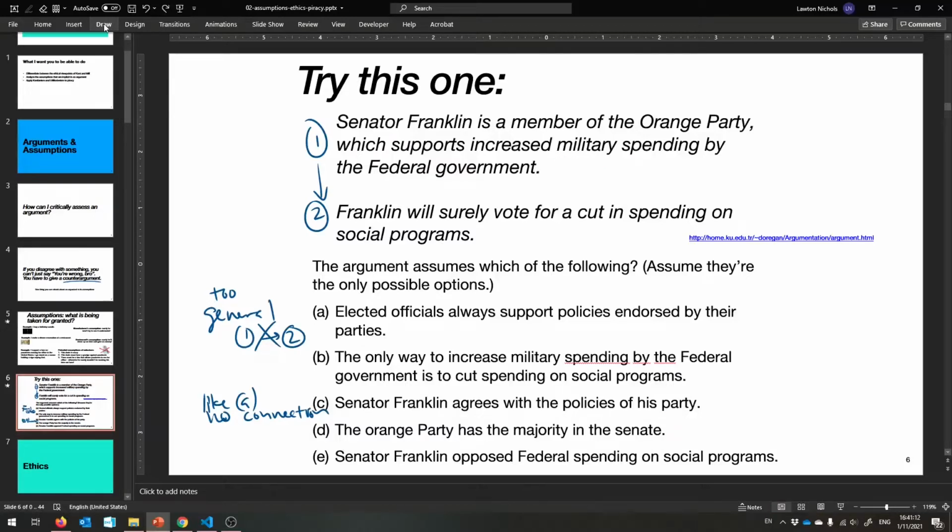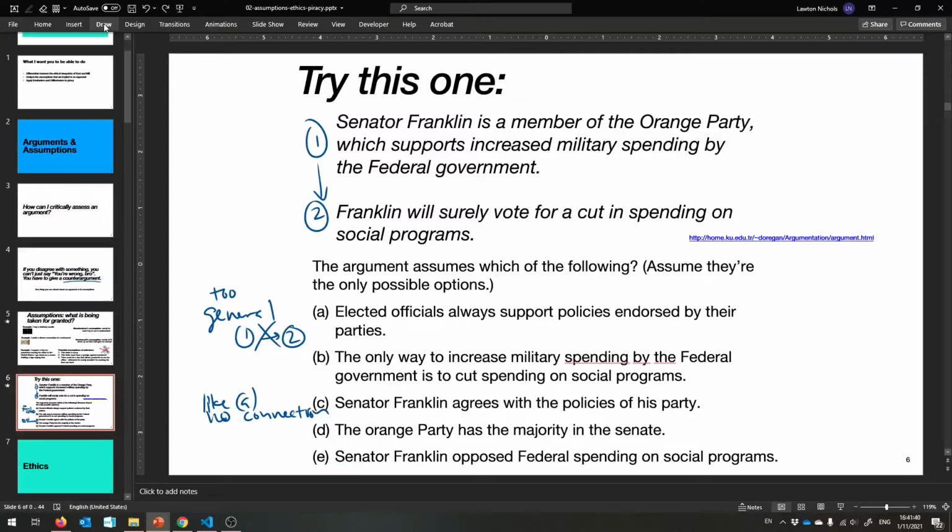D is useless as well, because the Orange Party has majority in the Senate. Yeah, sure, but that says nothing about social programs. Again, there's no link between 1 and 2 still. If they have the majority in the Senate, maybe they can get a bill passed, but we don't know which bill yet. That's the wrong assumption still. It's not enough.